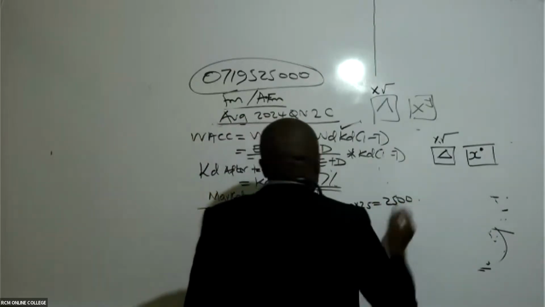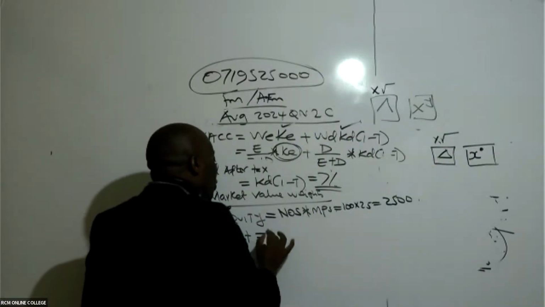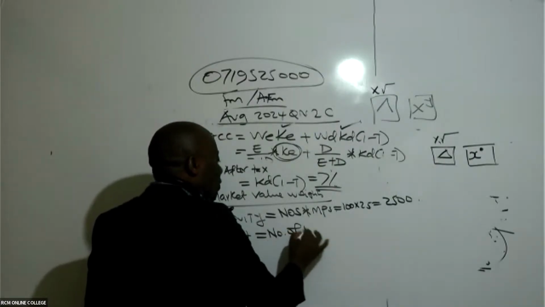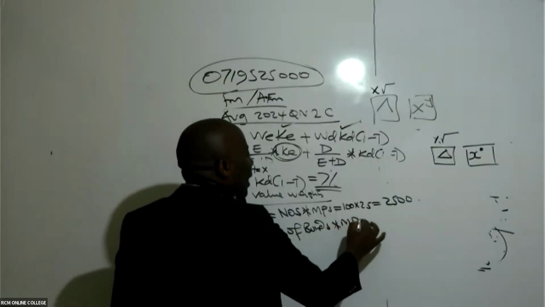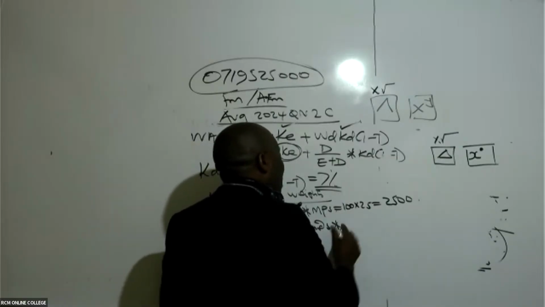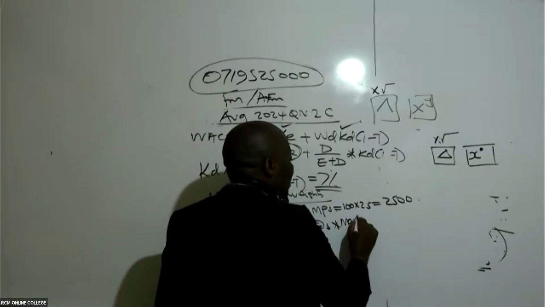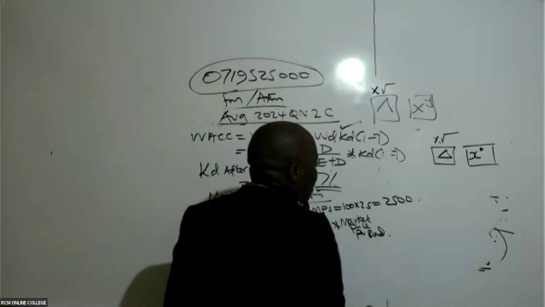Thank you so much. And then we have debt. So for the debt, normally we take the number of bonds times the market price per bond.